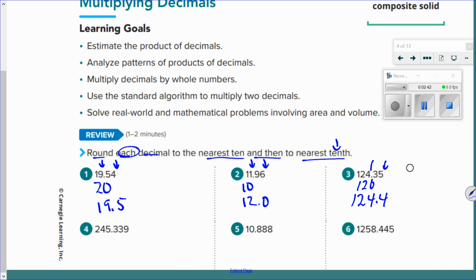Try that again. There we go. I didn't like the way that 0 looked like a 6.